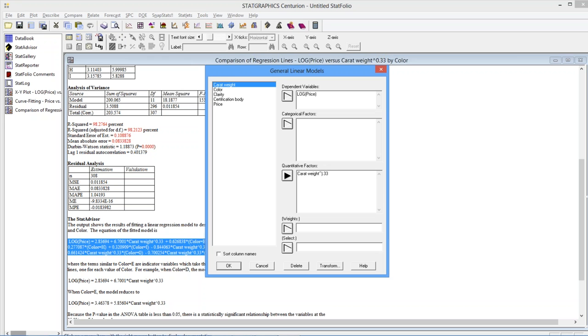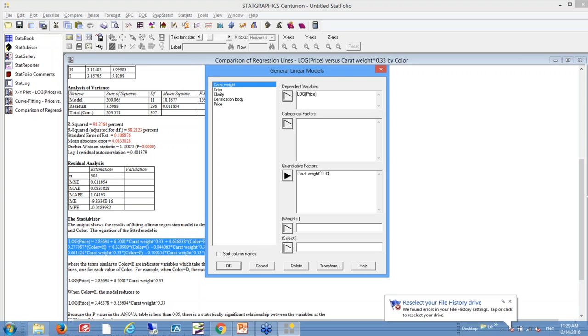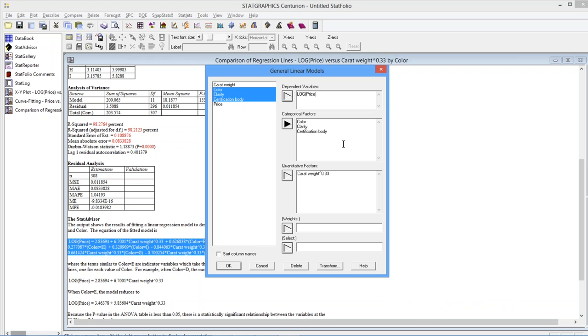The quantitative factor will be just one: carat weight raised to the 0.33 power. I'm going to put in, where it says categorical factors, all three of my categorical factors: color, clarity, and the certification body. And as I said, the general linear models procedure is going to automatically set up its indicator variables for those categorical factors.